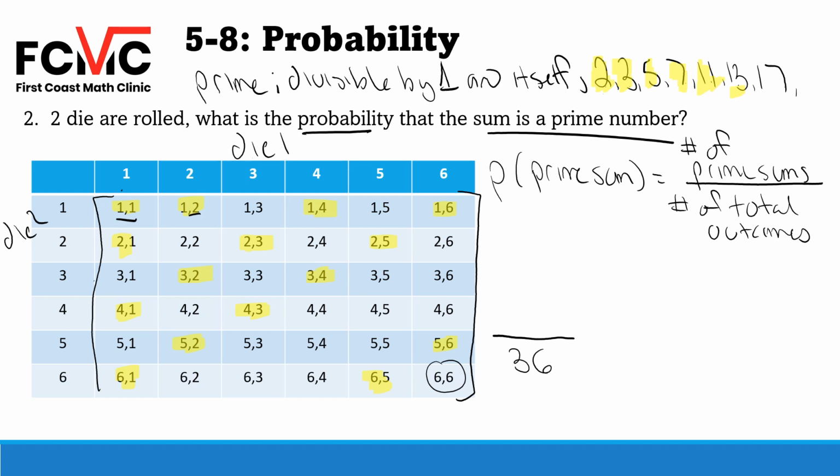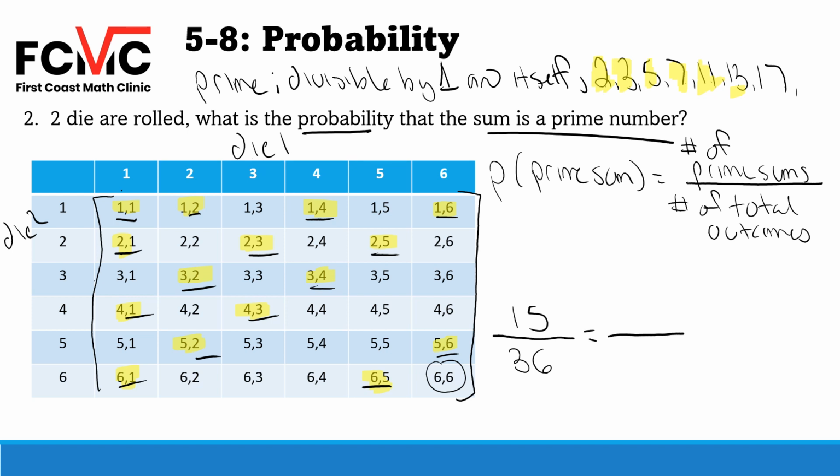We've got 1, 2, 3, 4, 5, 6, 7, 8, 9, 10, 11, 12, 13, 14, 15. So we've got 15 possible combinations that have prime sums out of 36.